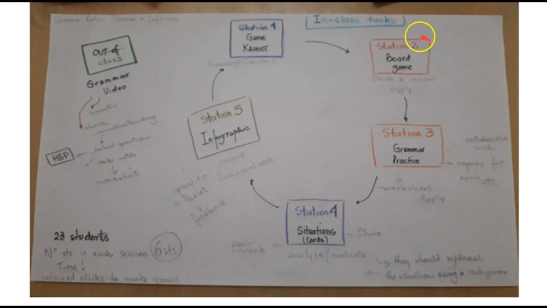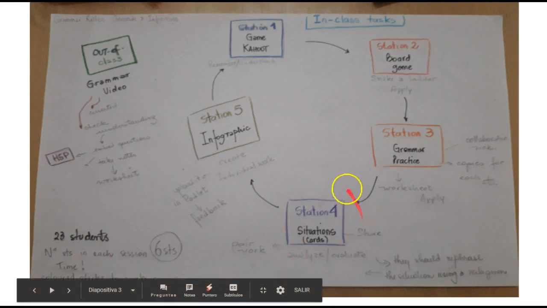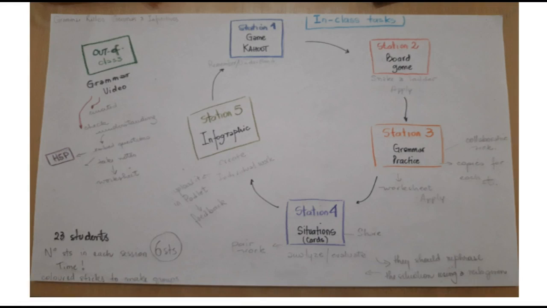Then in station 2 I planned a board game, a snakes and ladders board game, with information again from the video. In station number 3, my students found a grammar practice worksheet, and of course I made sure that all my students had one copy. In station number 4, I created some cards with situations. In that station, my students had to rephrase the situation using a verb pattern, a gerund or an infinitive.